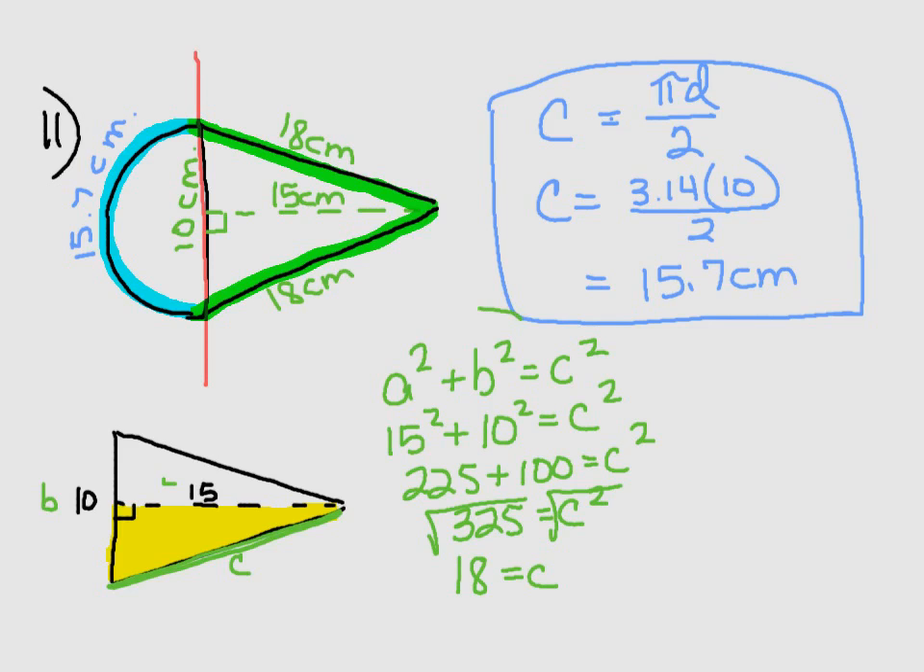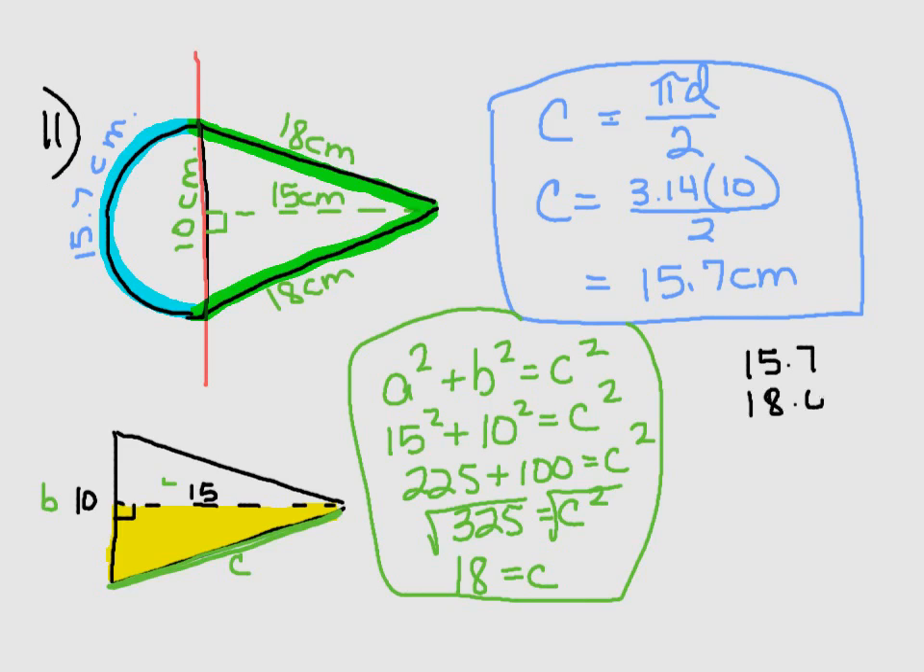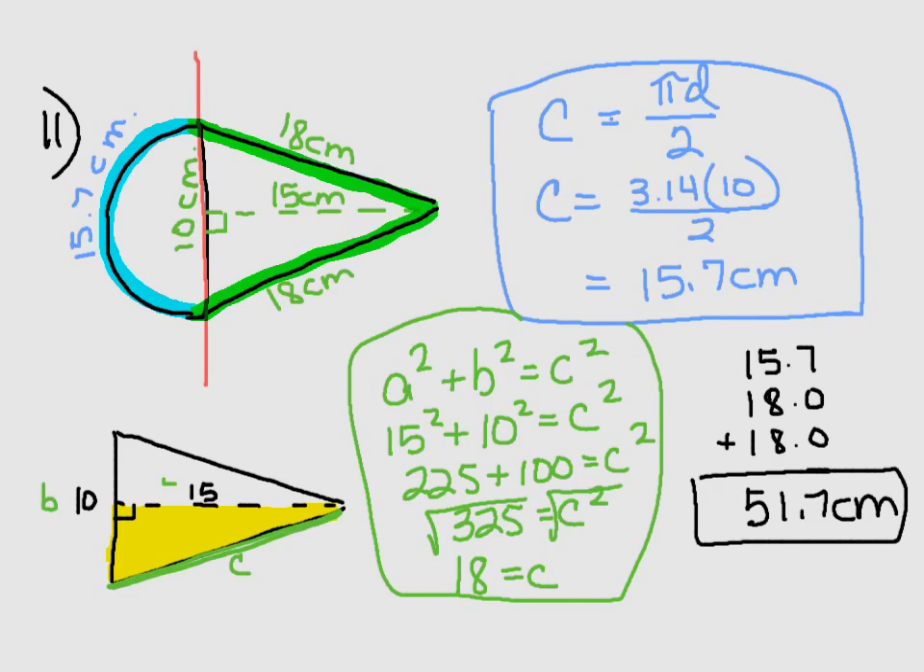To find the perimeter of the entire figure, we add the circumference of the semicircle, which is 15.7, and we add 18 and the other 18. When we do that, our total perimeter is 51.7 centimeters.